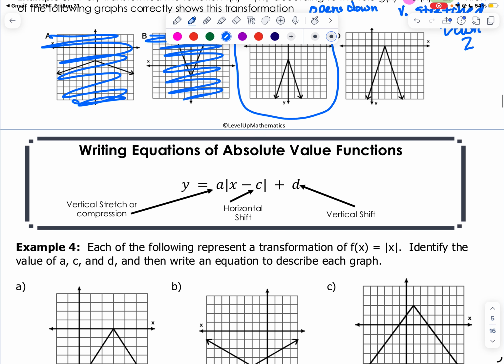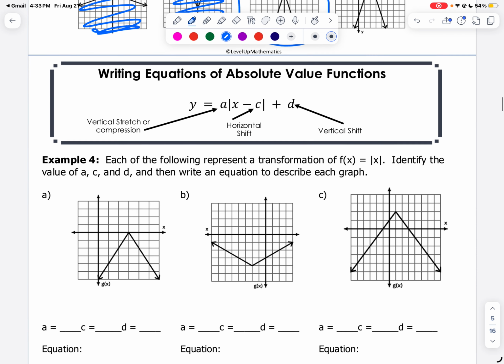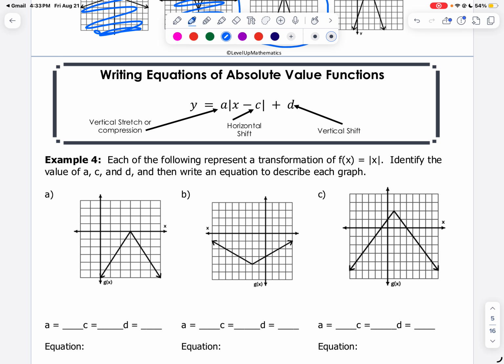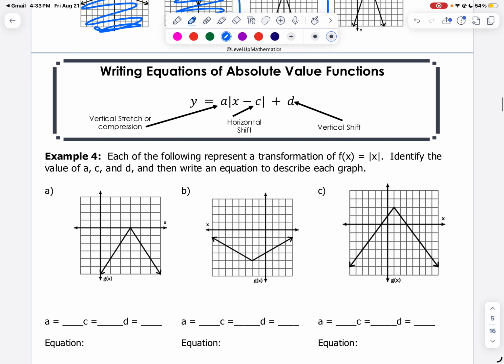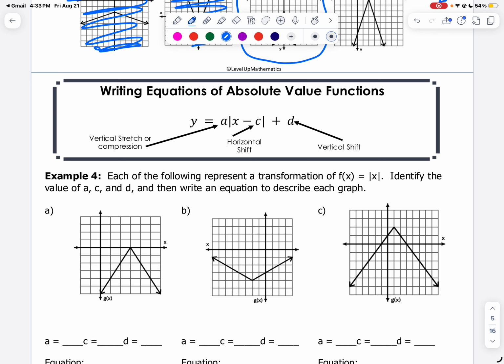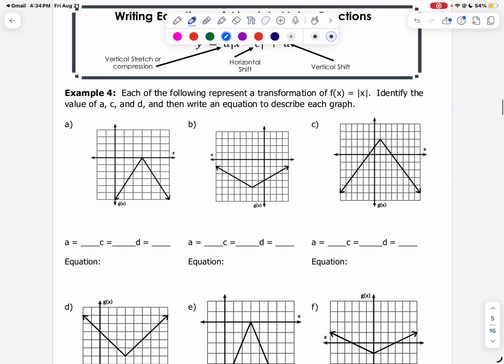All right, now on the last example, we're going to learn how to write an equation for an absolute value function. Just by way of reminder, the A value is your vertical stretch or compression. The C value is how much the graph moves left or right, and the D value tells you how much the graph moves up or down. So we're going to identify from each absolute value function the value of A, C, and D, and then we're going to use those values to write a function rule.